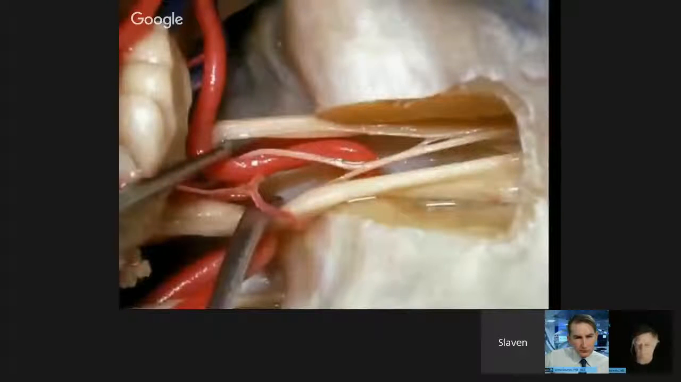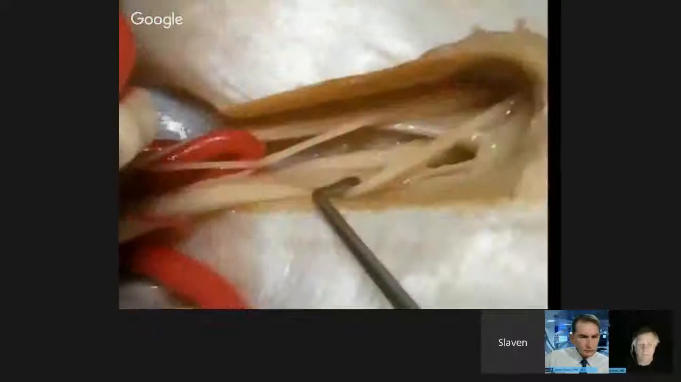So this picture shows you the loop of the AICA going in the porus acusticus internus and the internal meatus of the acoustic canal. Nerves that are shown here, the most upper one is the facial nerve. The lowest one is the vestibulocochlear nerve, and between them the intermedius nerve, which can consist of as many as 16 bundles. So it is a very, very tight area to operate in.